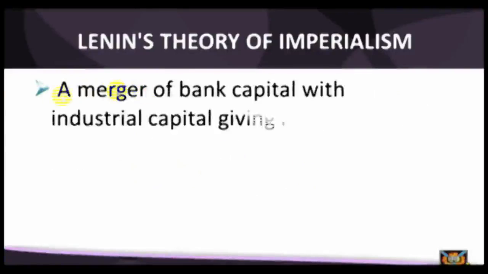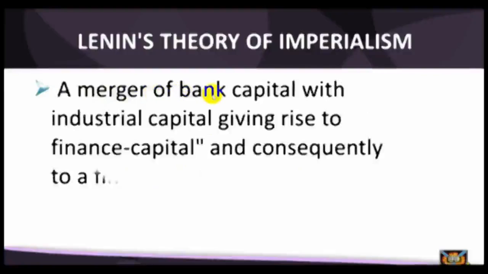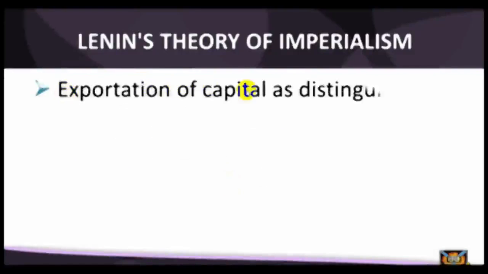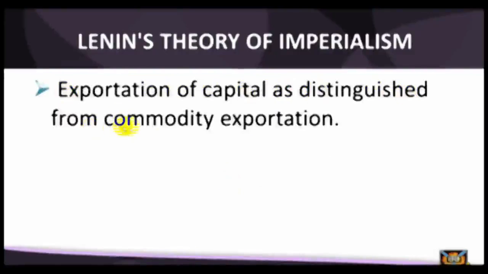The second feature says that a merger of bank capital with industrial capital gives rise to finance capital and consequently to a financial oligarchy. 3. Exportation of capital as distinguished from commodity exportation.